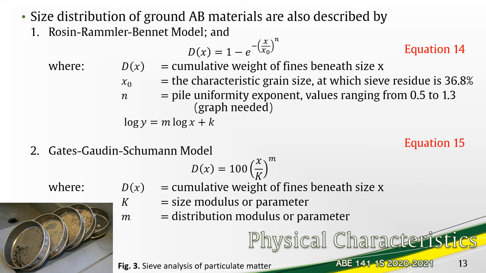The Rosin-Rammler-Bennett model is typically used to predict the percent retained in a sieve. We are showing that on the screen, the lower right portion. That is a set of sieves to sift out the particulate matter according to size. The other method, the GGS method, predicts the cumulative percent passing distribution. The values of K and m can be determined by the linear regression log y equals m log x plus K.